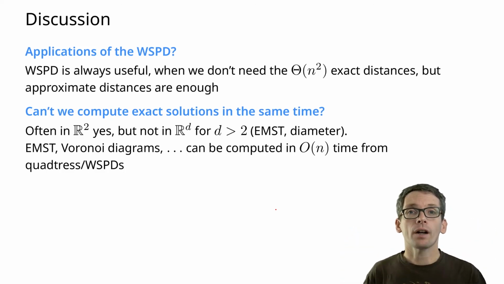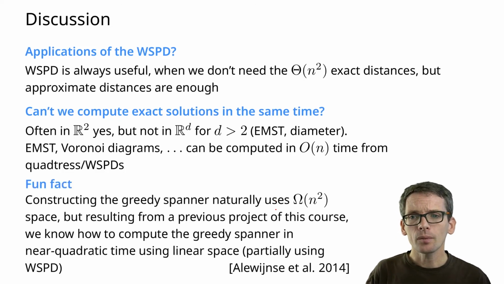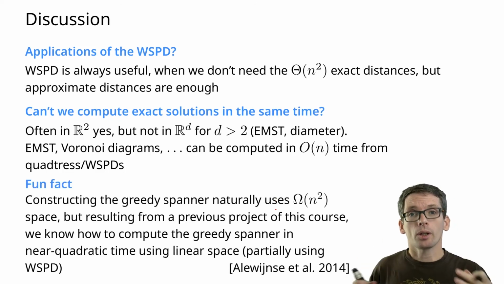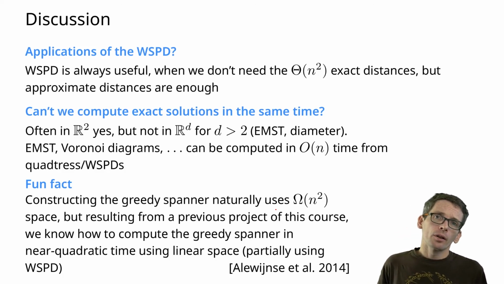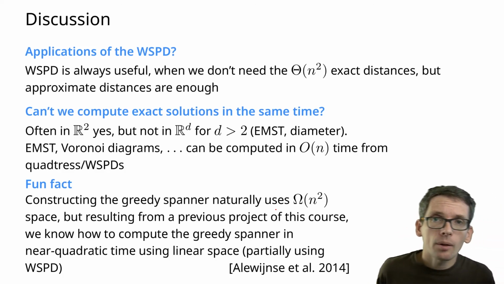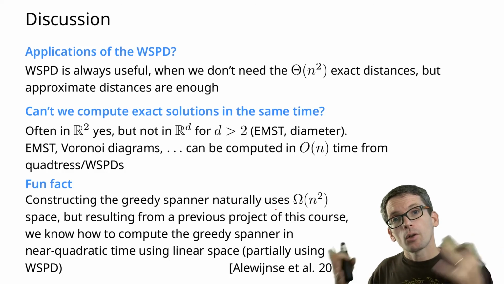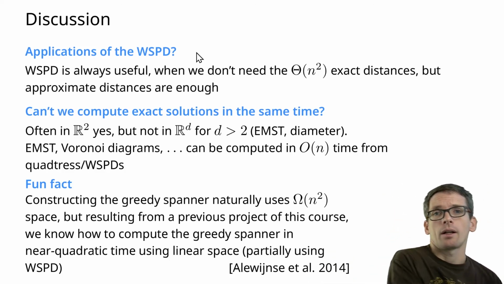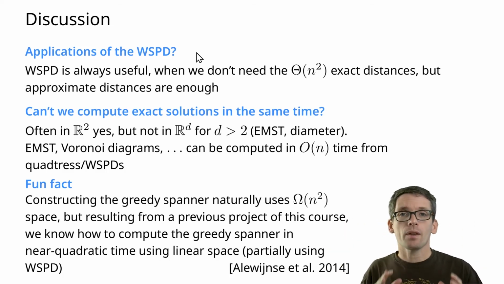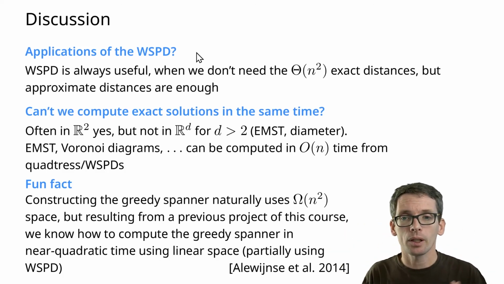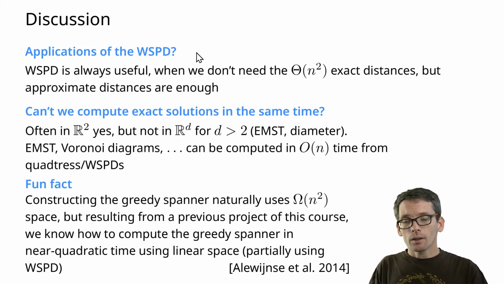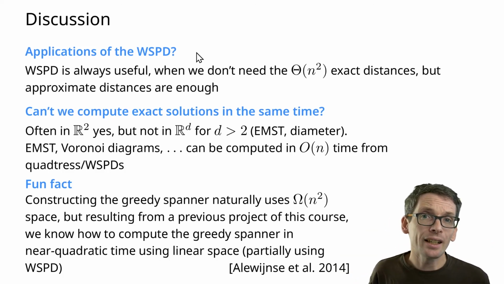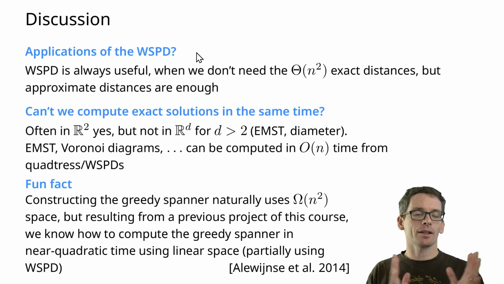And one last fun fact is the following. Concerning the greedy spanner, in a previous iteration of the course, projects were about spanners, and from that time there are many new results about the greedy spanners. In particular, a construction that only uses linear space and near quadratic time. And that's all for today.